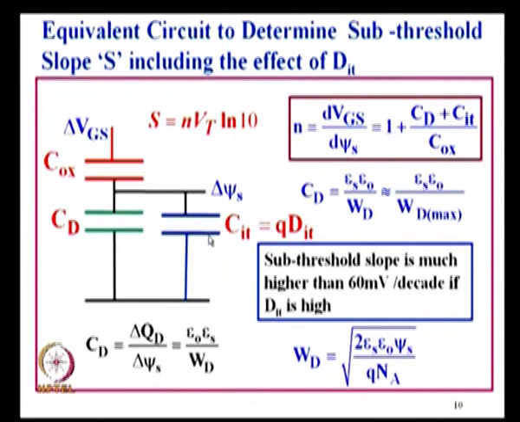In the case of thermal oxide, the D it can be very low. People boast of even as low as close to 10 to the power 10 per centimeter square per electron volt.